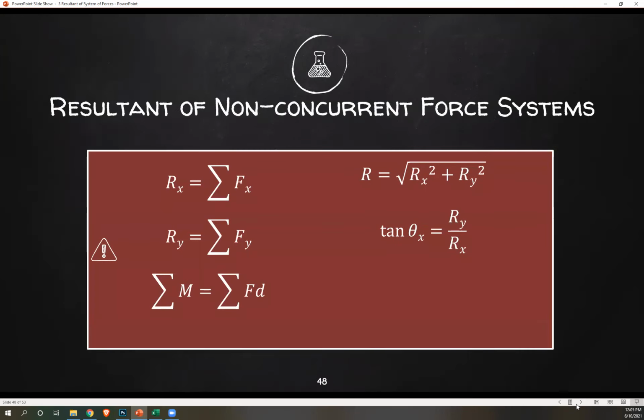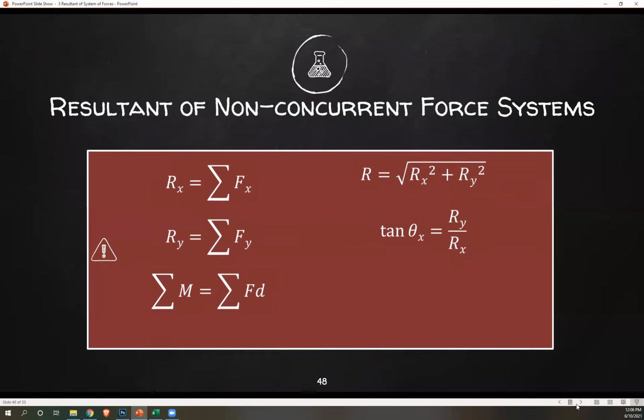Since it's a combination of our past topics, these are the equations that we will use for resultant of non-concurrent force system. As usual, Rx is summation of Fx, Ry is summation of Fy, and M is summation of forces times their perpendicular distances, or if you use Varignon's theorem, components multiplied by their distance. And then to get the resultant R, Pythagorean theorem, square root of Rx squared plus Ry squared.